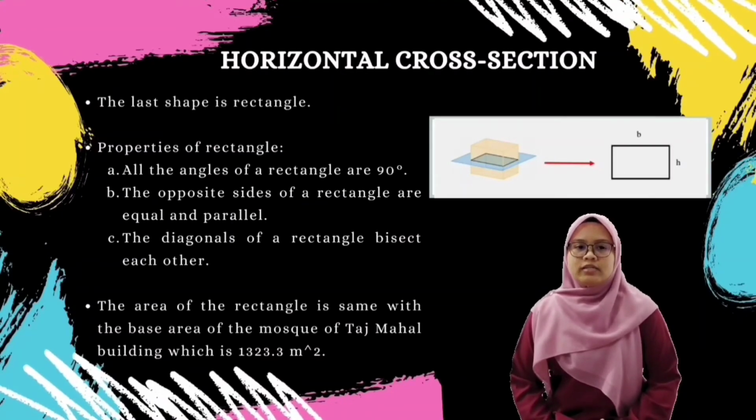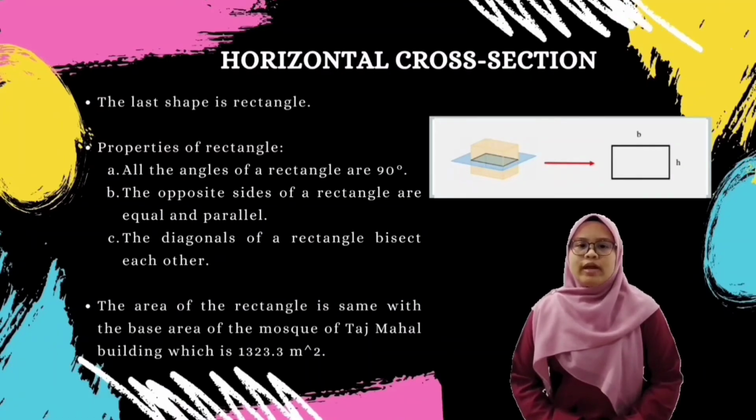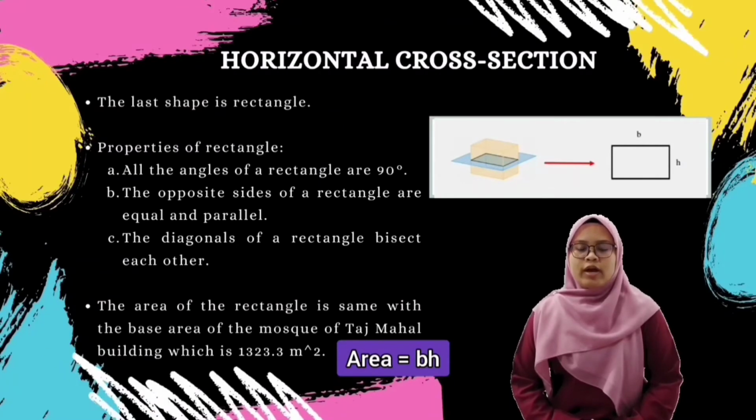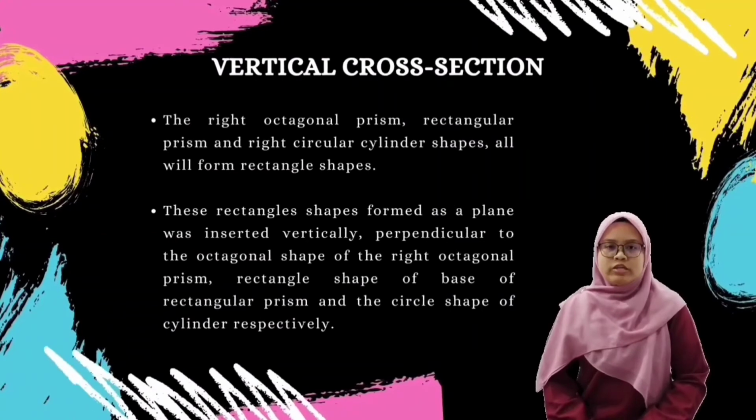Besides, the diagonals of a rectangle bisect each other. By calculating the area of the rectangle, we will get the base area of the mosque of the Taj Mahal building, which is 1323.3 meters squared.